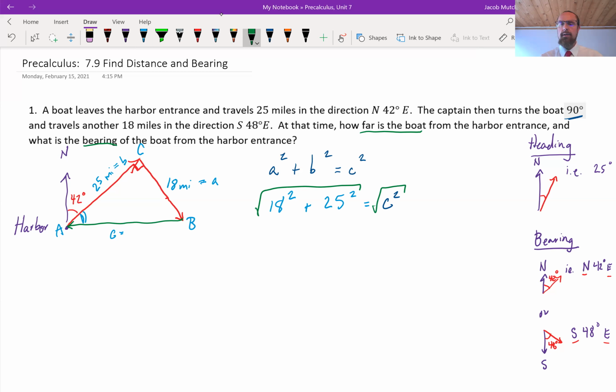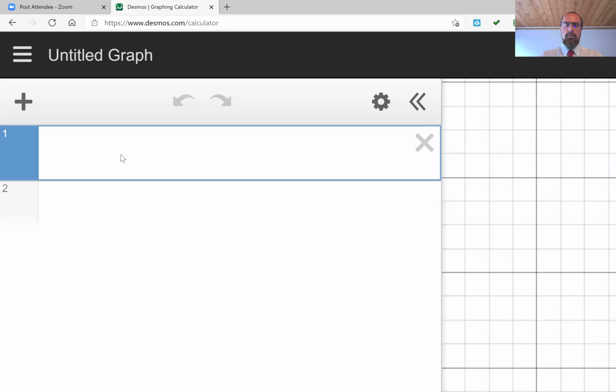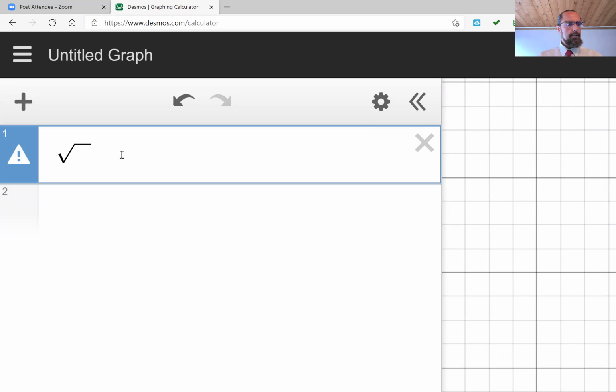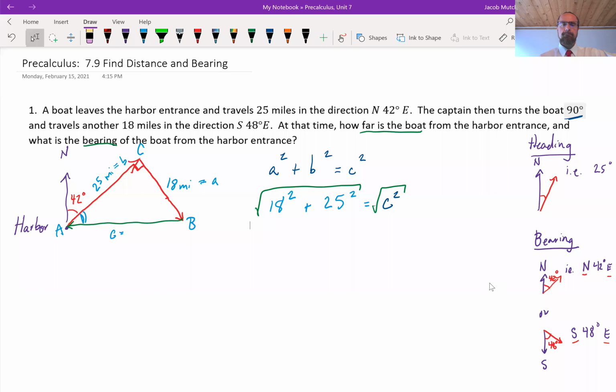Once I've got that set up, I want to use the calculator to evaluate. So square root of 18 squared plus 25 squared. And that's going to give us, if I round to the nearest tenth, a length of 30.8 miles. And that solves our first question. That's the distance from the boat back to the harbor. I'll go ahead and box that, 30.8 miles.